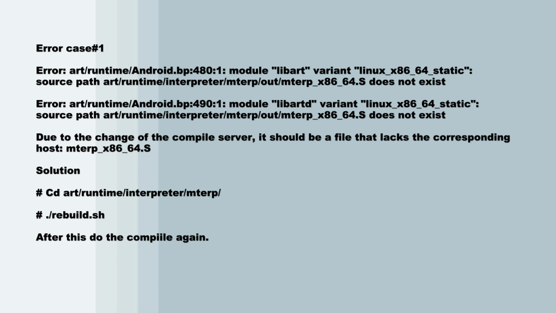So if that happens, you need to go to the folder inside the mtk source, and then go to the directory art, under runtime, under interpreter and mterp, and then you need to run the hidden rebuild script, and if you compile again, it will compile properly. So that's how you compile it.